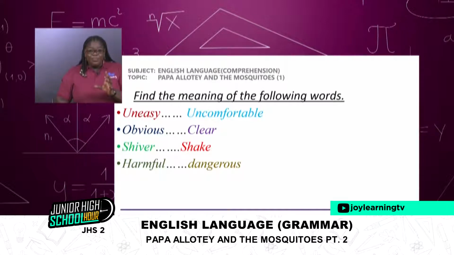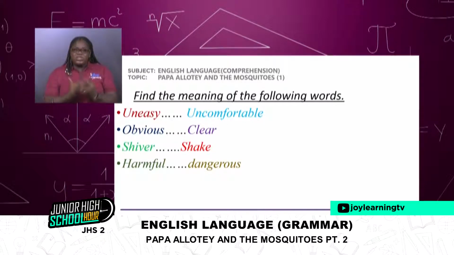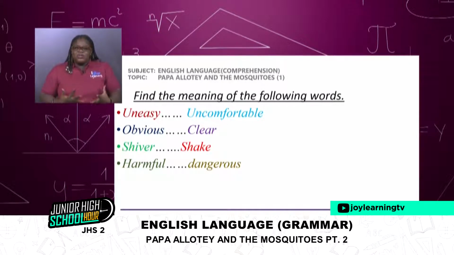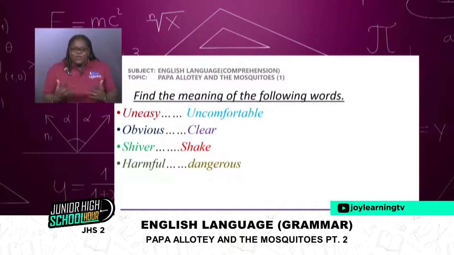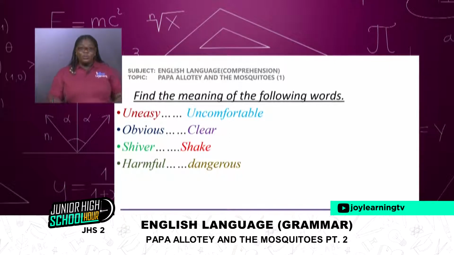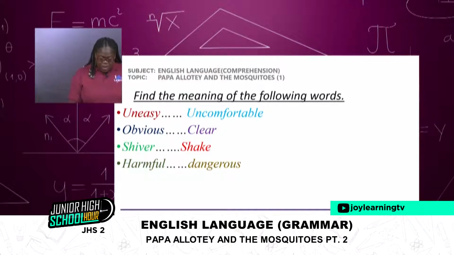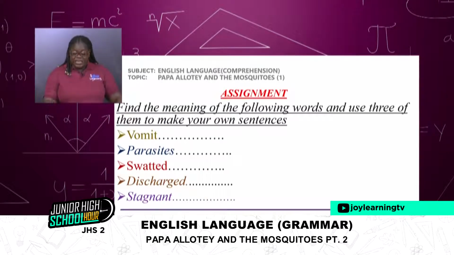Now, shiver. Then we have shake. I think in the passage, Papalo was shivering. So if somebody's shivering, what is it? As I stand here, I'm shivering. What is the meaning of that? And I wrote shake. And then I have here harmful. Something is very, very harmful. And then I have here dangerous. Now look at this and write these very, very fast because you're going to answer them.